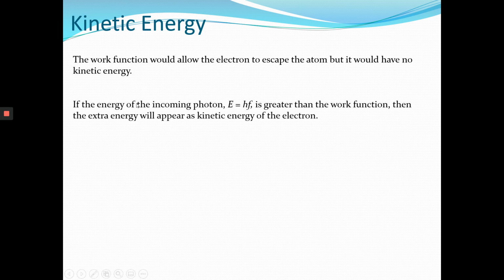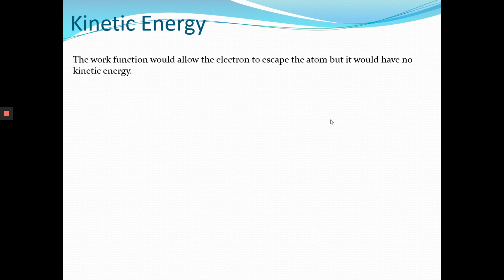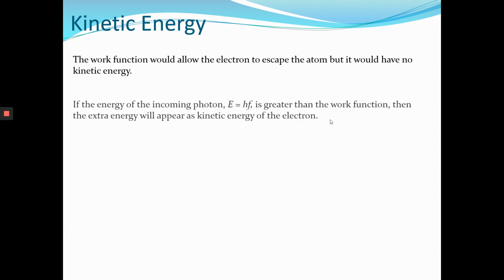If the energy of the incoming photon, remember you can work it out like this, is greater than the work function, then the extra energy will appear as kinetic energy of the electron. Like if I had a photon coming in with 14 joules, and the work function was 10 joules, then those 4 joules would be excess, and it would appear as kinetic energy.